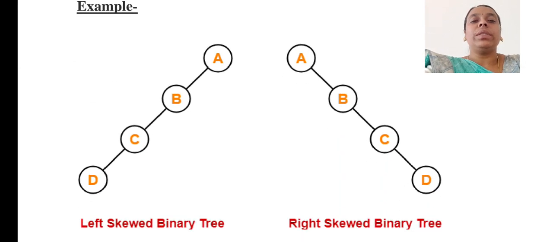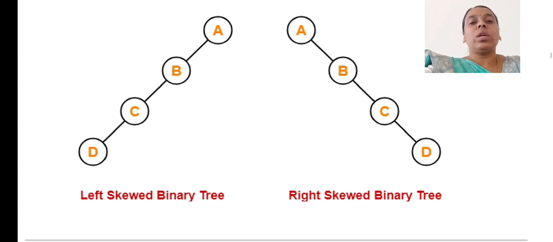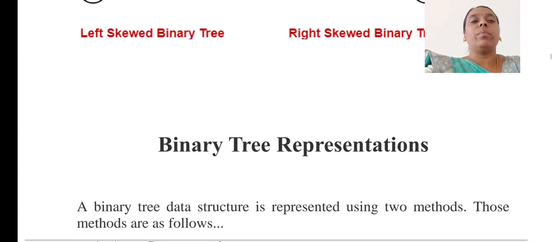For example, the first example is a left skewed binary tree. The second one is a right skewed binary tree. A left skewed tree has only left children, no right child. A right skewed tree has only right children, no left child. These are the two types of skewed binary tree.